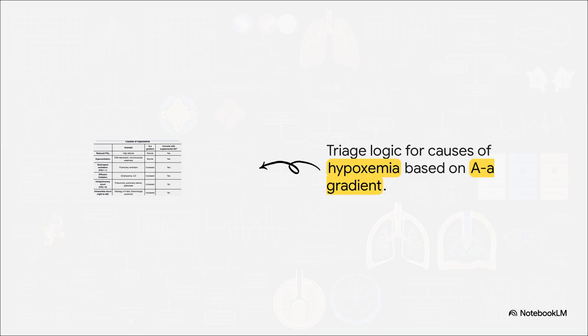Let's shift gears from chronic dyspnea to acute hypoxemia. Your triage here has to be equally rapid. When a patient's oxygen is tanking, run through this logic immediately. First step, check the AA gradient. That's the difference between alveolar and arterial oxygen. If it's normal, the lungs are doing their job, but the patient is either hypoventilating or they're just at a really high altitude. But if the AA gradient is elevated, you've got a gas exchange problem.